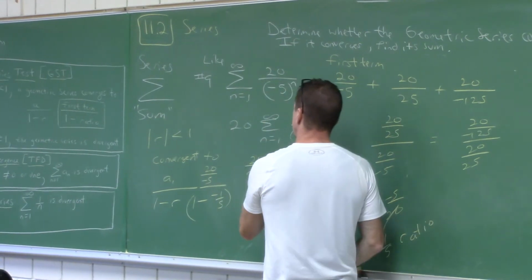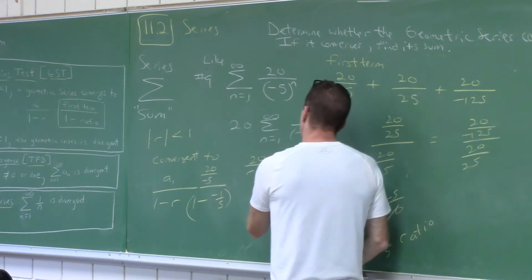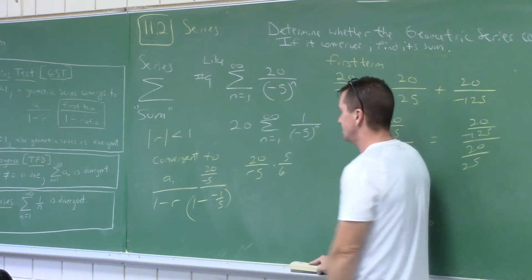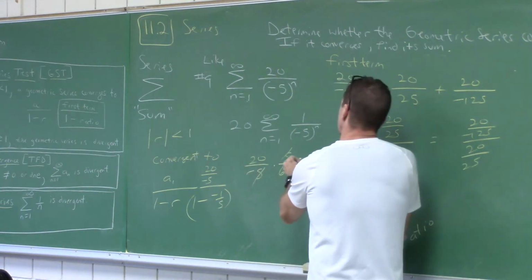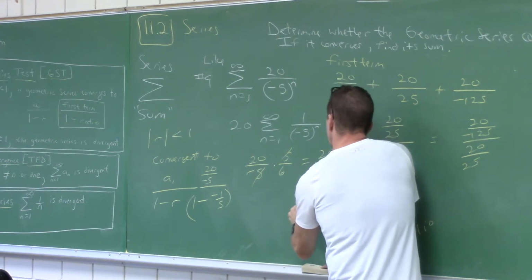1 plus 1/5 is 6/5. So when you flip 6/5, you get what? I just don't think you need a calculator. I think you're quicker. What happened to those 5s? The answer is 20 over negative 6, or 10 over what?